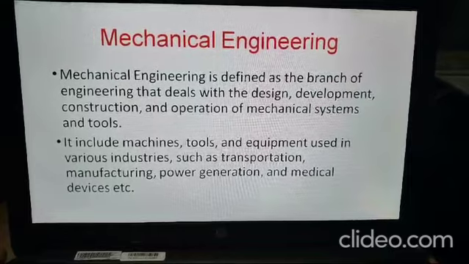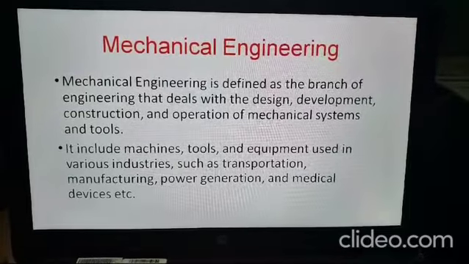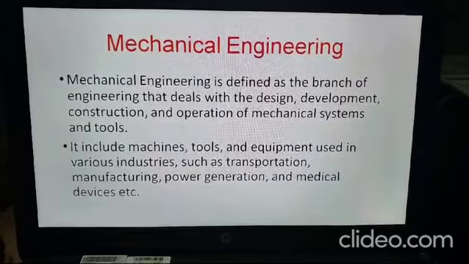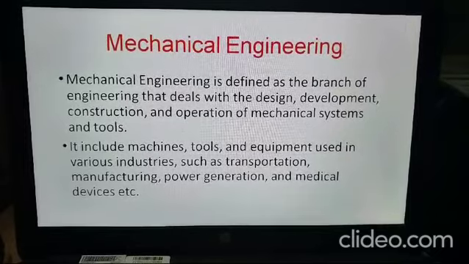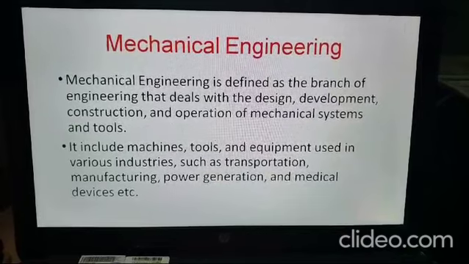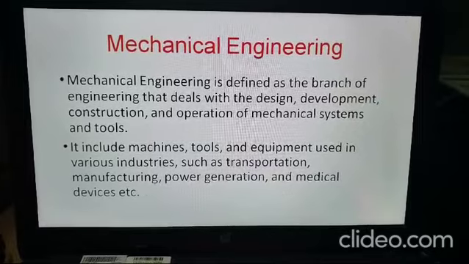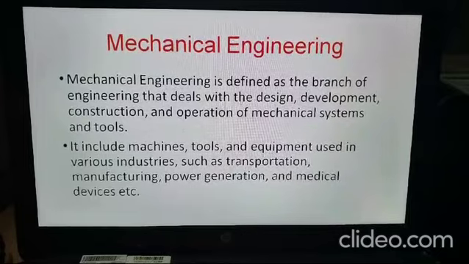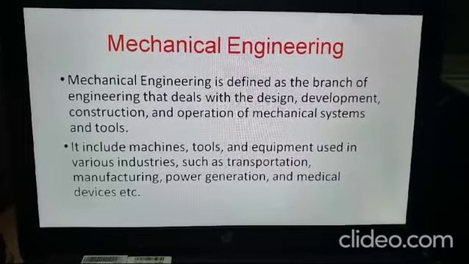And after the design and development is over, we have to make the product, that is the manufacturing of the product, that is called construction. So each and every part has to be manufactured in any industry, and finally it will be assembled as a final product. Then only we are using as a car. The operation means we have to use fuel like petrol or diesel for operating the car.